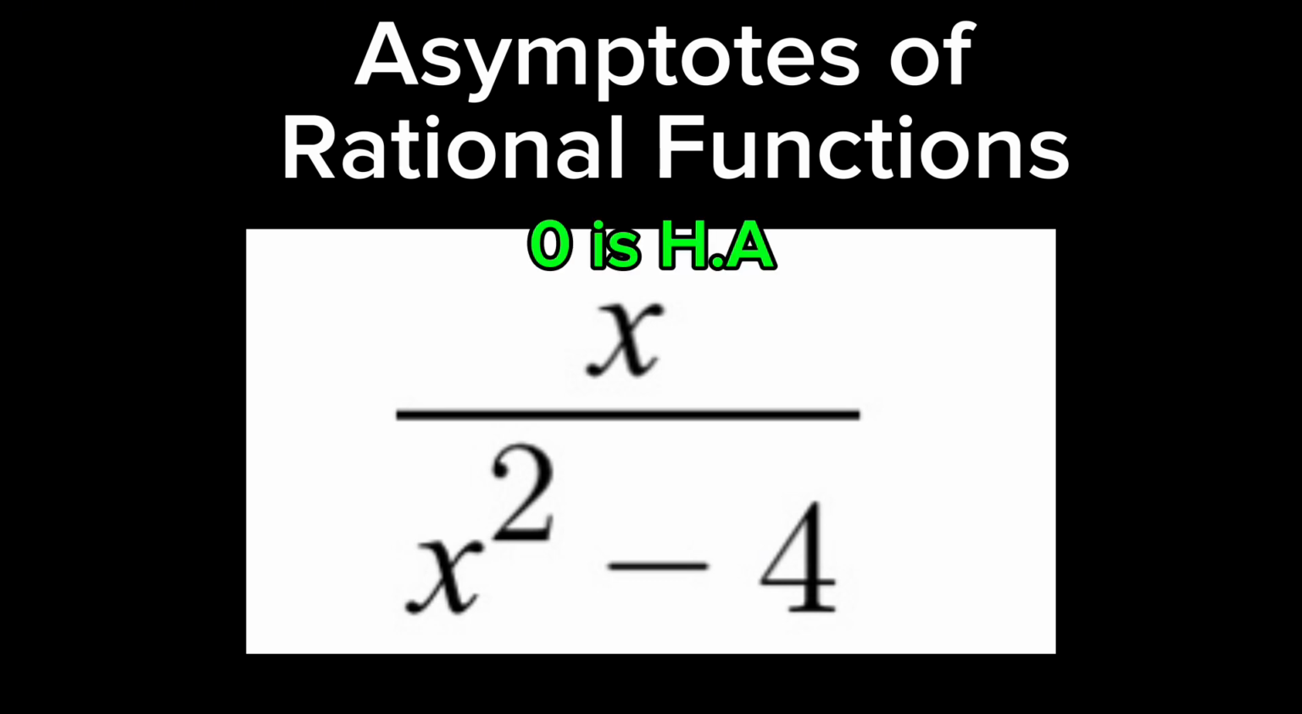Okay, what about the vertical asymptote? To find the vertical asymptote, we simply find the values that make the denominator 0. x squared minus 4 equals 0, so that means x squared equals 4. So x could be positive 2 or negative 2. In this case, we take both of them, so that means this function has two vertical asymptotes, positive 2 and negative 2.